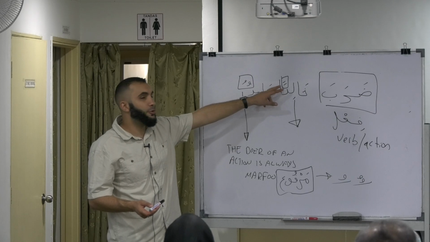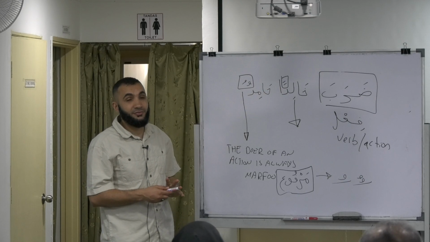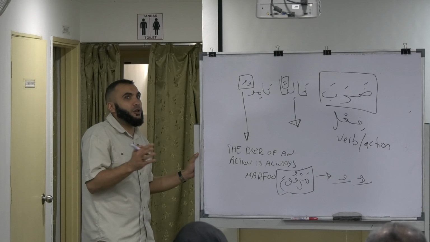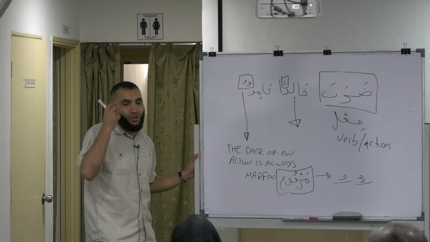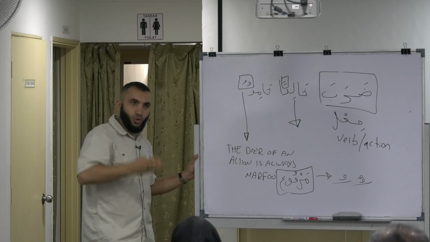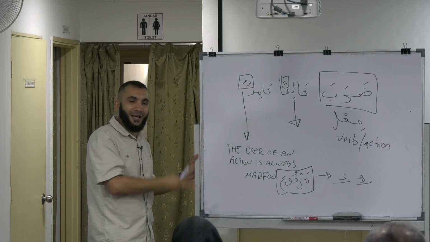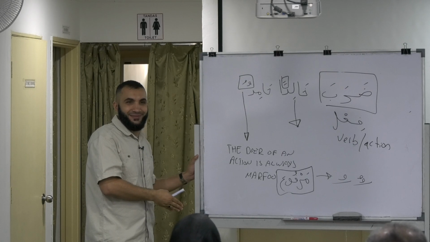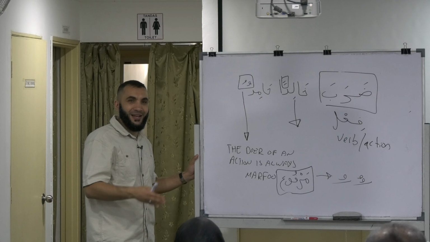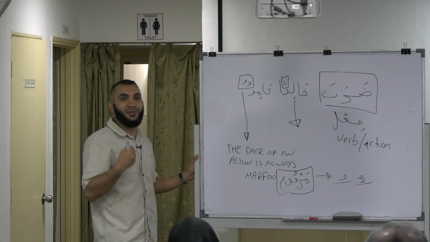This is how we show the person is the one receiving the action. So I could say daraba. If I just say daraba Khalid Hamid, you don't know which one is who. But if I say daraba Khalidun Hamidan, then you know Khalidun is the one who hit, and Hamidan is the one who was being hit.